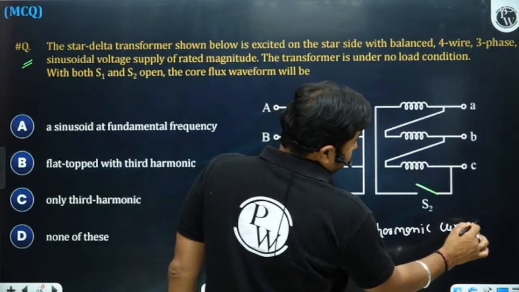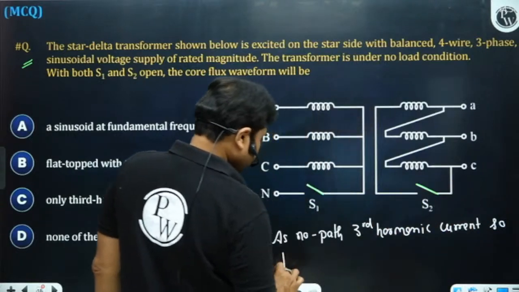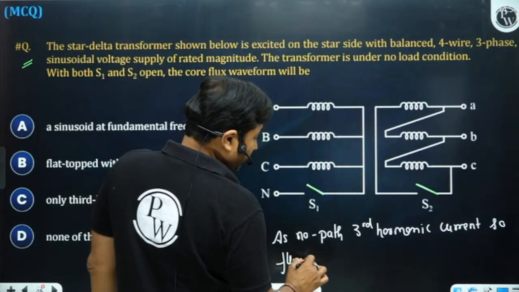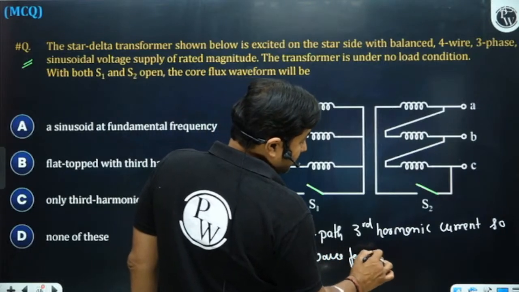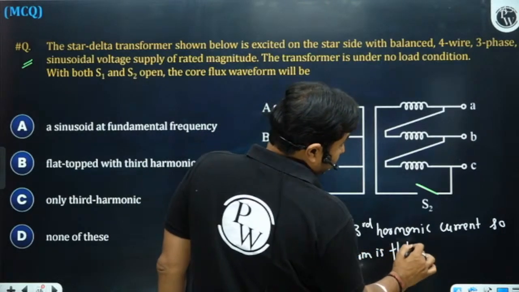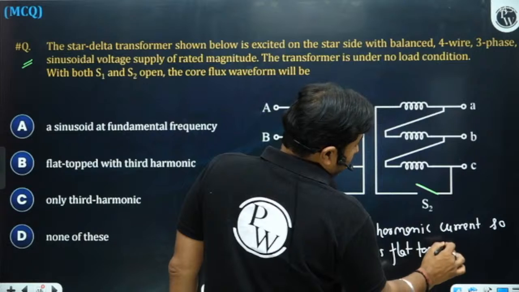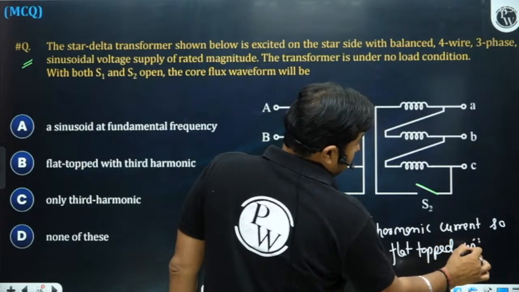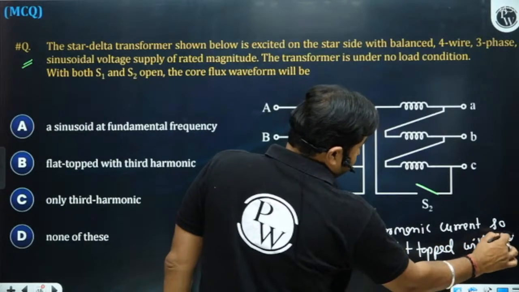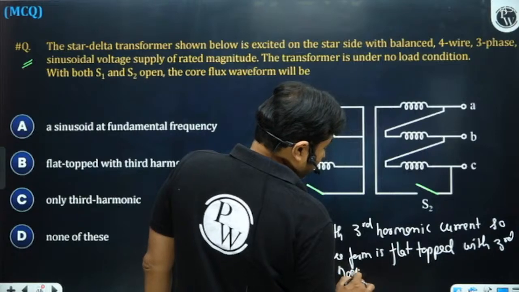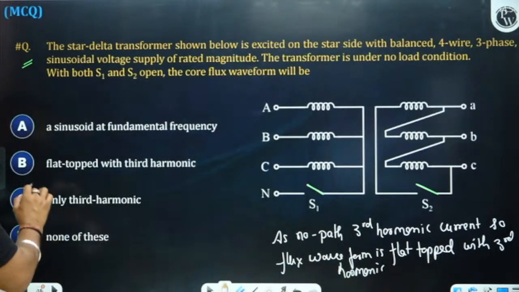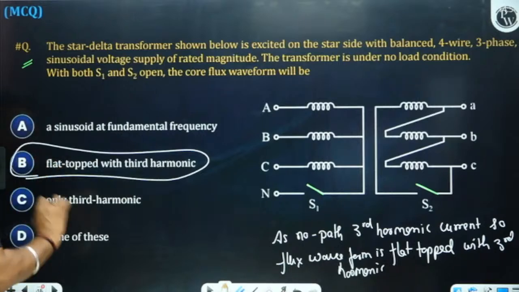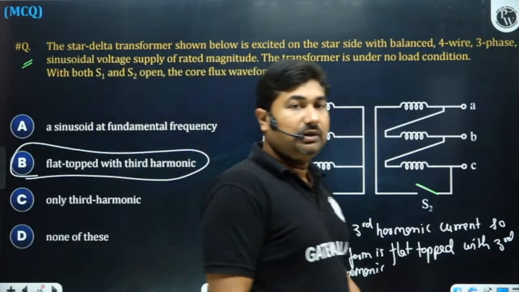So flux waveform is flat topped with depressing third harmonic. So flat topped with the depressing third harmonic. How many of you are able to understand up to this part?